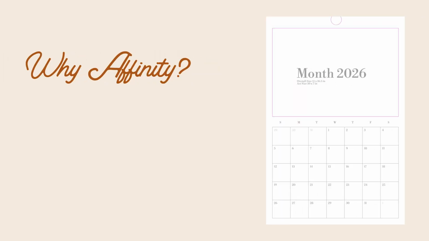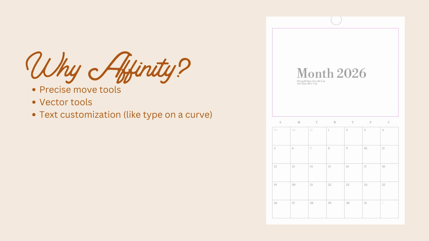So speaking of Affinity, why are we doing this in Affinity? First of all, precise move tools. We can move things exact pixels, even a fraction of a pixel, left, right, up, down, align it with other things. It's super helpful. We can make vectors, which are infinitely scalable, so you can put your artwork at any scale. You can do text customizations like type on a curve, type on a squiggle. You can do all kinds of interesting things with your type. You can import any font, so you can make sure you're using those open source fonts. I like to use Google Fonts to keep it easy.